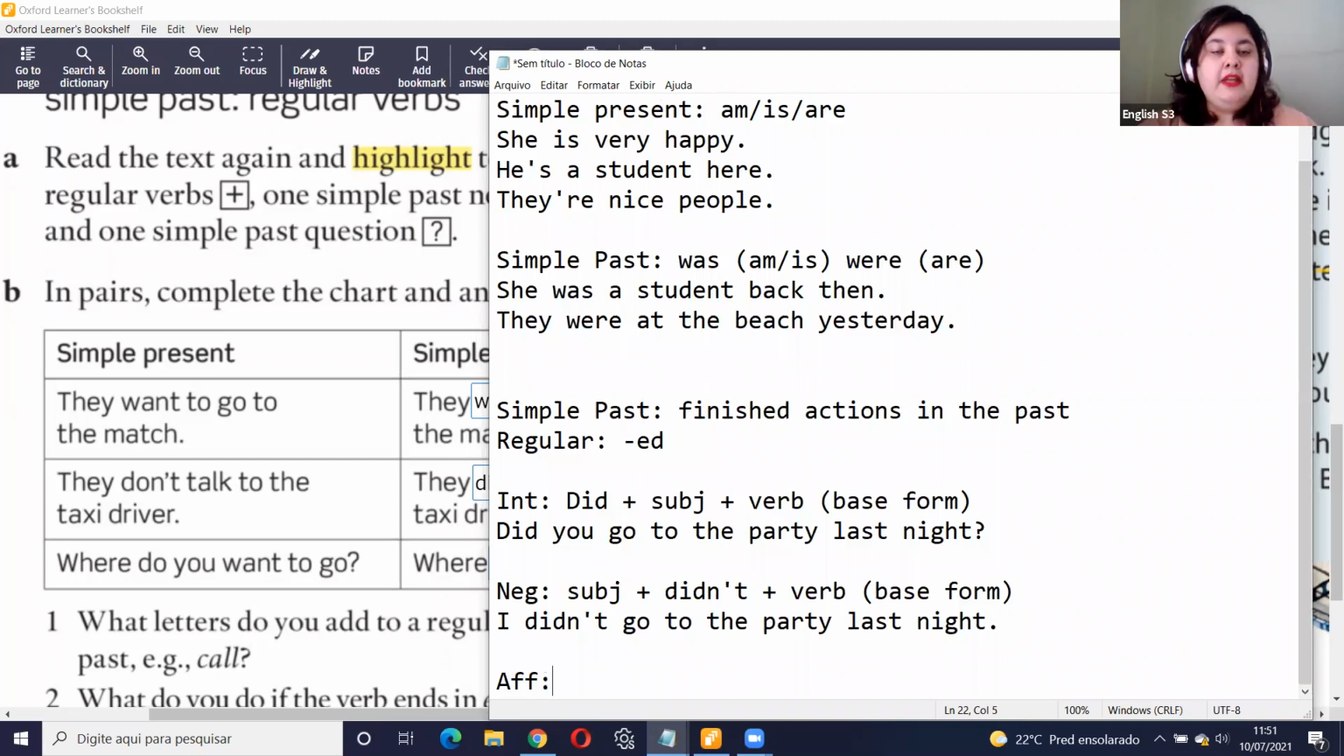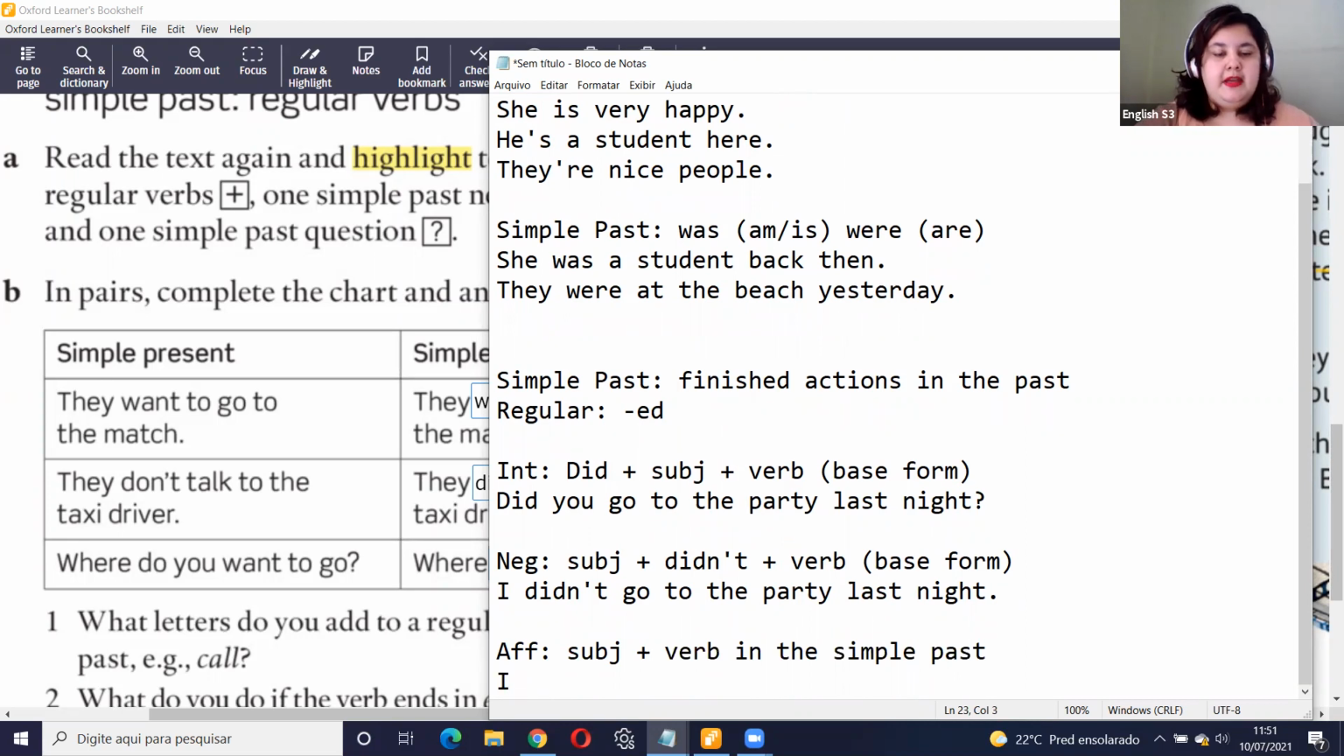And the verb only changes in affirmative. So subject plus verb in the simple past. I walked to the party last night. If I want to use the verb walk, which is regular, okay?